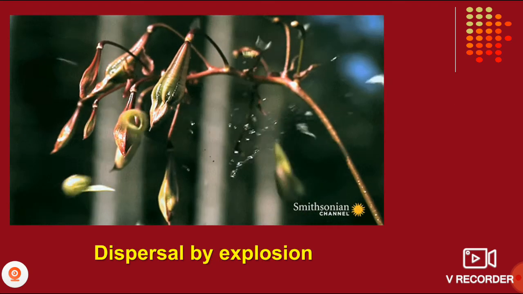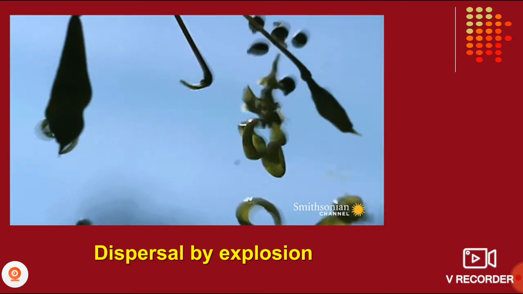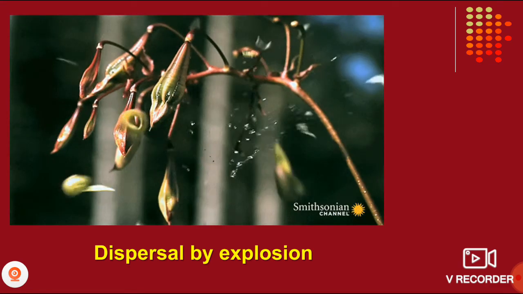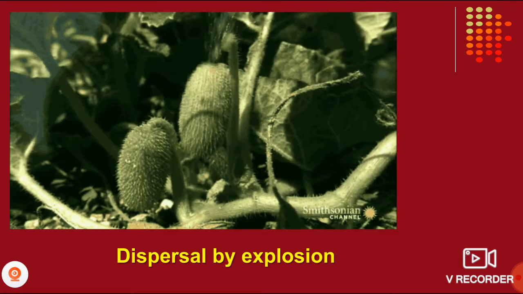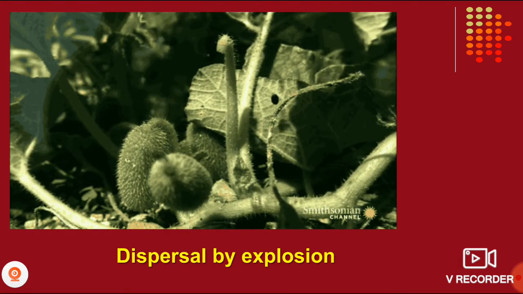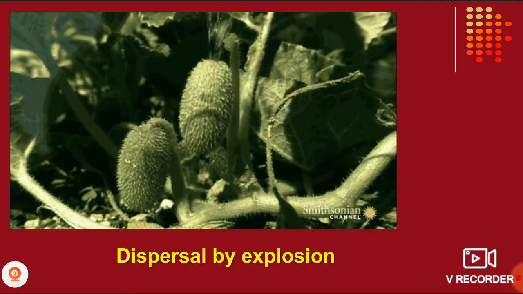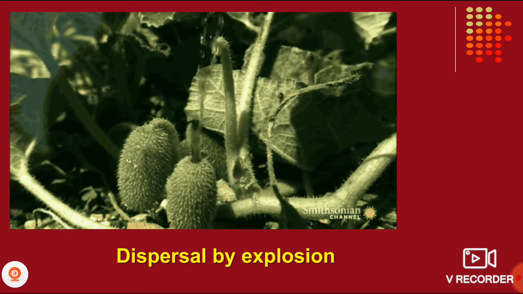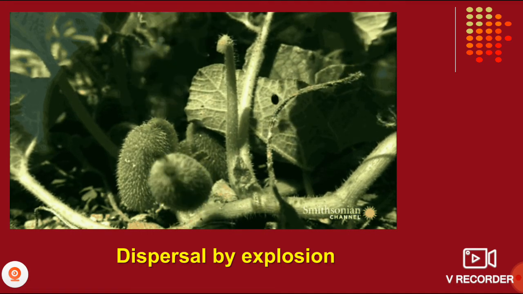This method of dispersal of seeds is called dispersal by explosion. You can see with the help of this particular presentation how, once any kind of disturbance takes place and the fruit gets mature, it explodes, and you can see how intense it is. Another explosion you can see: once it detaches from the plant, the seeds come out very fast because of internal pressure. So these are the ways.